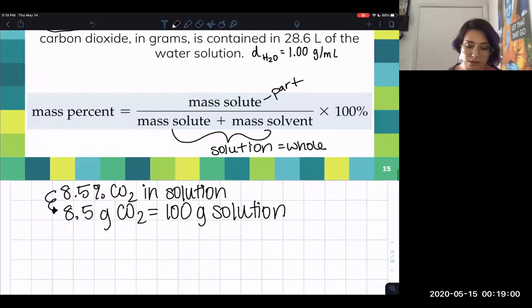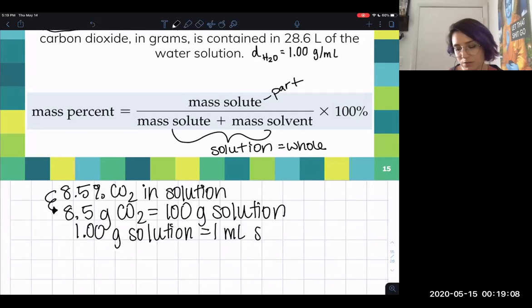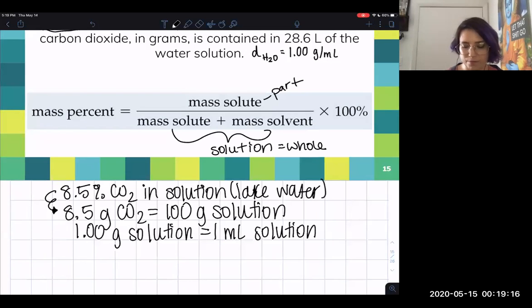The density is also another conversion, and the density is the mass of the solution equals 1 milliliter of the solution. So it's talking about the lake water. So solution here is lake water from this problem. You just write solution. You could also write S-L-O-N for solution, if you want to.